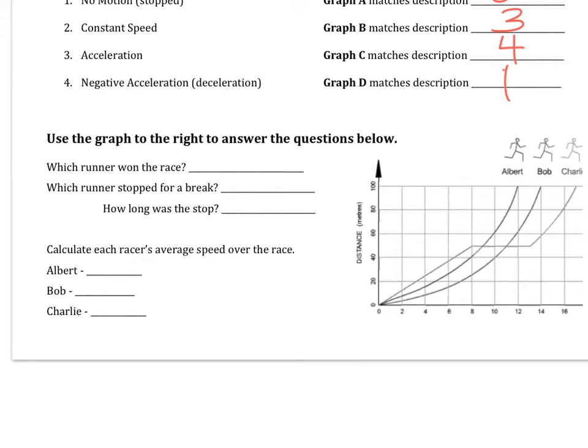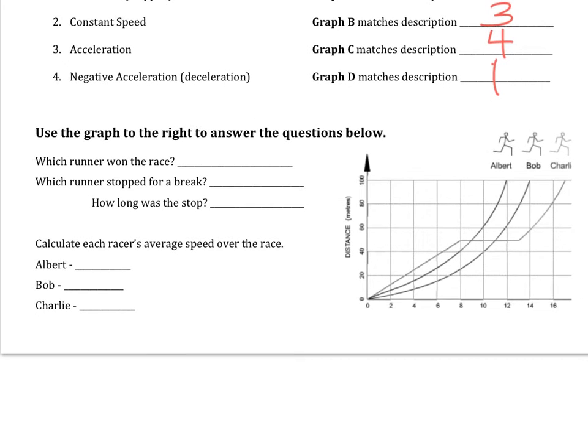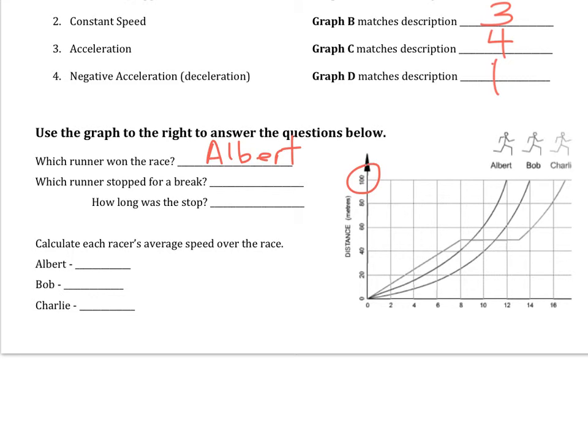Now if we quickly move to this graph here, it basically tells us which one won the race. Well, we know it was Albert. The reason for this is because Albert, like the other boys, Bob and Charlie, all reached the 100-meter mark. However, Albert did it in the least amount of time.